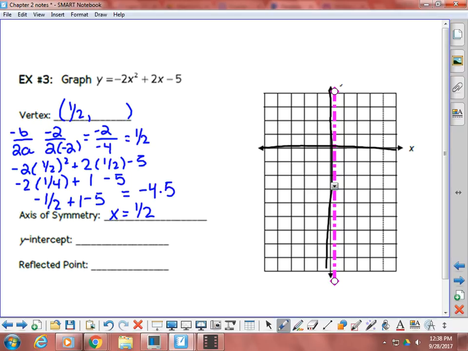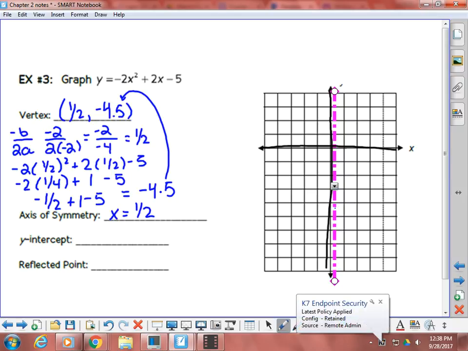I don't really like to go between fractions and decimals, but it helps you kind of know where it is rather than to say like 9/2. That would be a little bit trickier. Okay, so going over 1/2 puts us on this pink line, and going down 4.5 goes 1, 2, 3, 4.5, is right there. My y-intercept on this is at negative 5 because it's my c value.